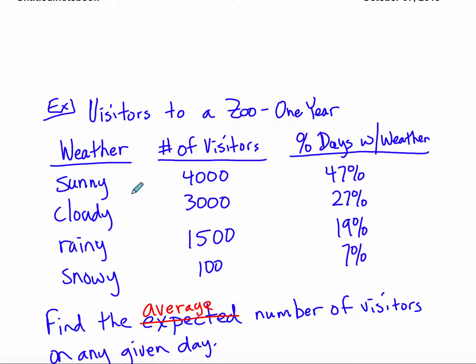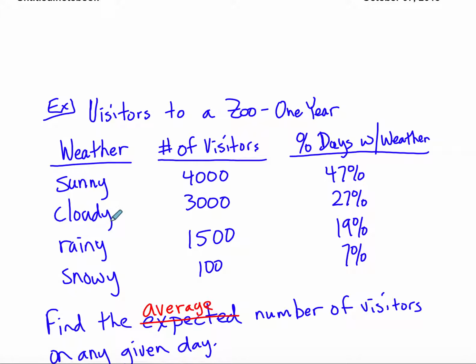Let's do another example. Let's look at how many visitors you expect to get in a zoo in 1 year. If the weather is sunny, you expect to get 4,000 visitors. If it's cloudy, you expect to get 3,000 visitors. If it's rainy, you get 1,500 visitors. If it's snowy, you only get 100 visitors. Then you can look up the percent of days with this kind of weather. Wherever this is, 47% of the days are sunny.